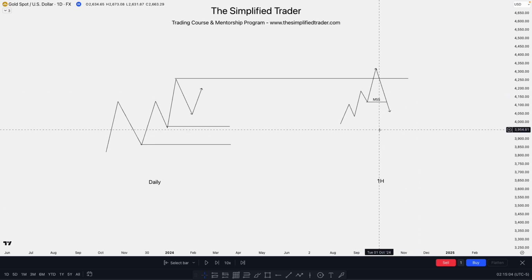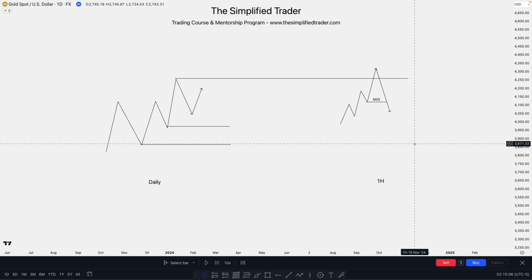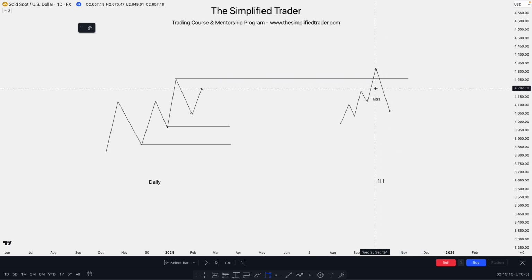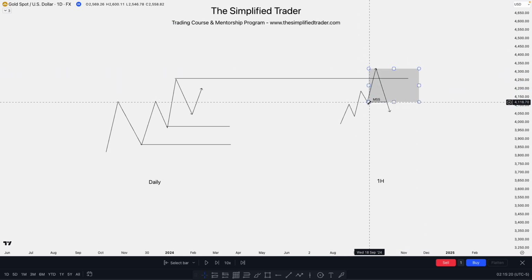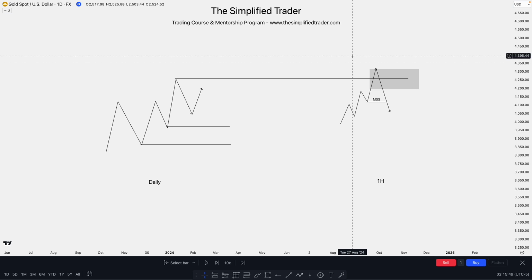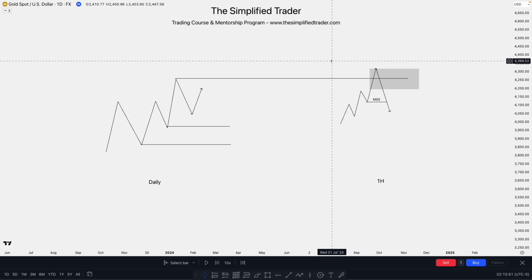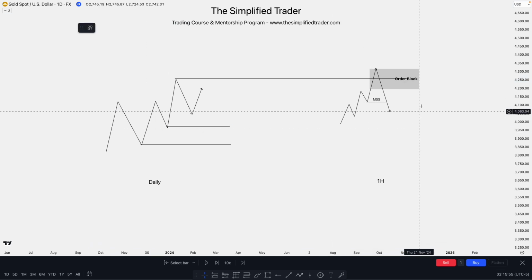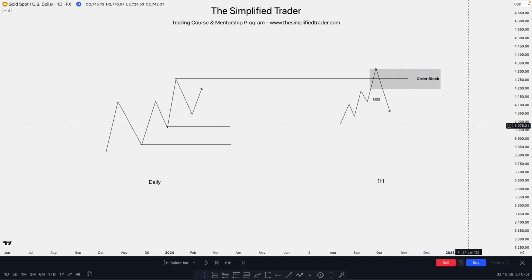What I want you to do now is the second step. I want you to mark out the order block. Remember the order block? Our order block is the consecutive up-close candles that took out liquidity. Now, it might be from this low to this high. It might be from this low to this high. We are just going to mark out the consecutive up-close candles or bullish candles that took out liquidity. So here we have our order block. I'm just going to pull that along.